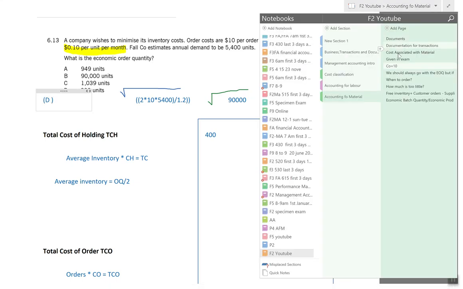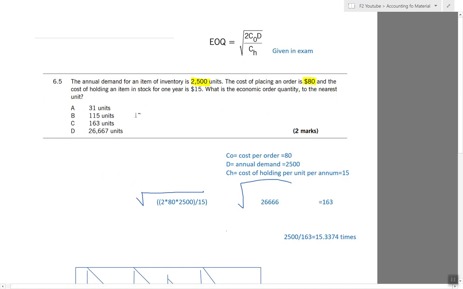In the previous one, I didn't select the answer. It is C.